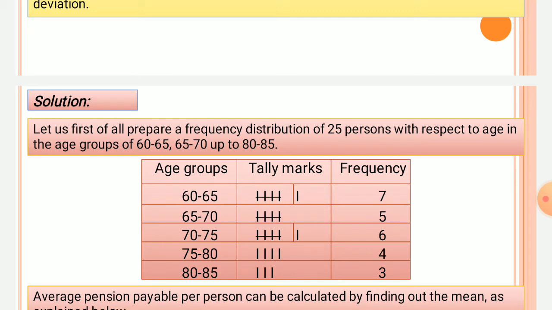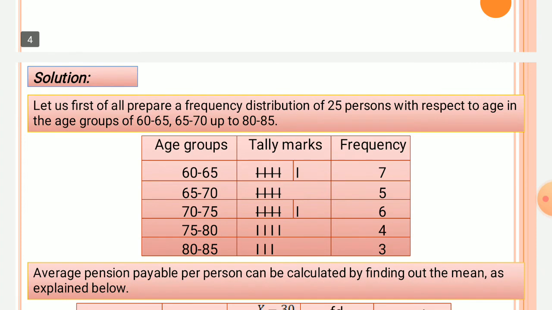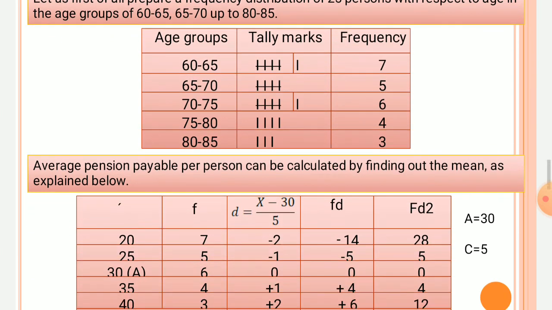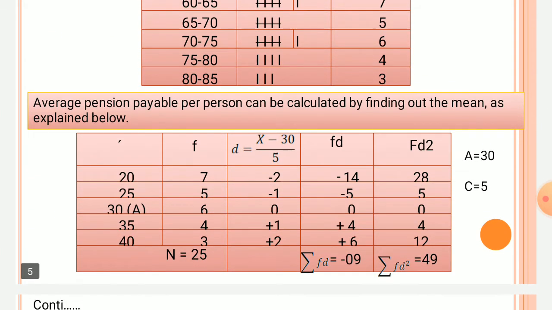Preparation of frequency distribution of 25 with respect to age in the age groups of 60 to 65 up to 80 to 85. So after preparation of the frequency, the next step is that the average pension payable per person can be calculated by finding the arithmetic mean, as explained here.